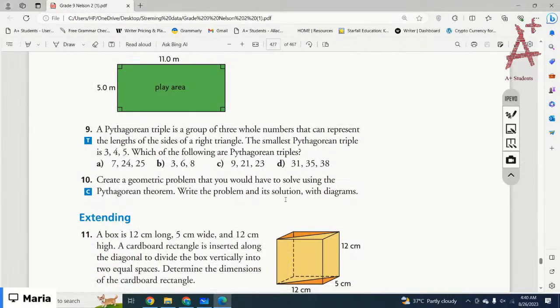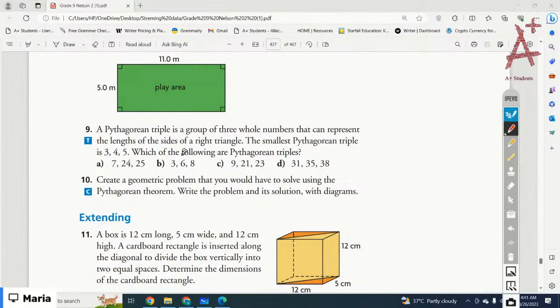Question number 9. A Pythagorean triple is a group of three whole numbers that can represent the length of sides of a right triangle. The smallest Pythagorean triple is 3, 4, 5. Which of the following are the Pythagorean triples? Pythagorean triples means they must satisfy the Pythagorean theorem, right? You are given 7, 24, and 25.